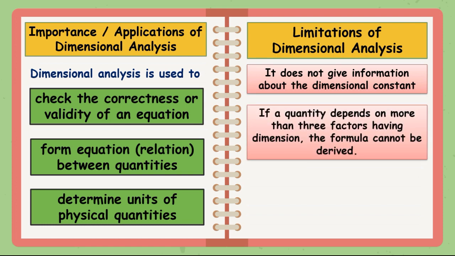The second limitation is that dimensional relations are mostly derived for quantities that depend on only three factors, especially mass, length, and time. If a quantity depends on more than three, that is, a formula has 4, 5, or more terms, it cannot be derived with dimensional analysis. So the maximum it can handle is 3. This is for your jurisdiction as in the senior high school, but it can be a different story as you climb the academic ladder.